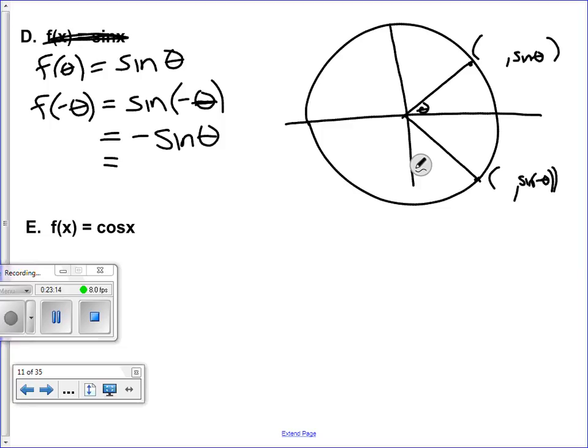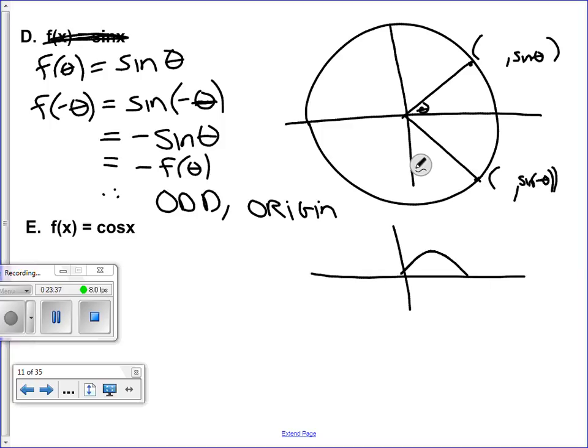So what kind of a function is our sine? Therefore, sine is odd. And since it's odd, what kind of symmetry must it have? The origin. That's true. Let's think about what the sine graph looks like. If I draw it beautifully, is the sine graph symmetric about the origin? Yeah, this works.